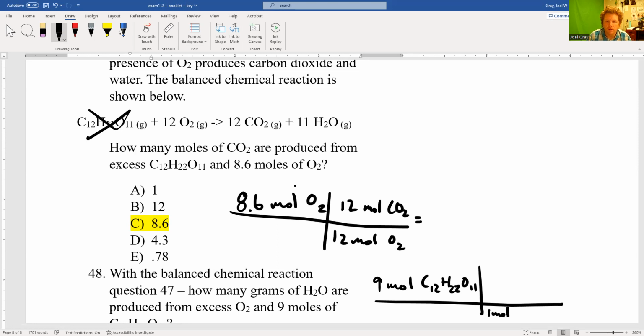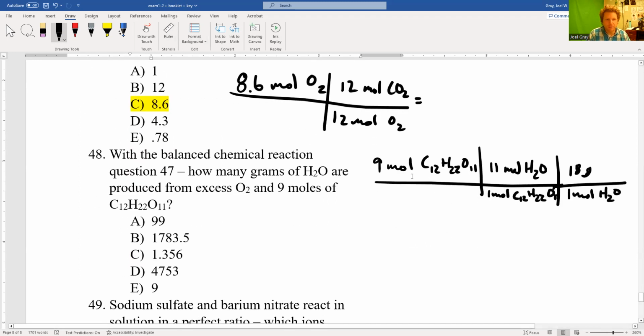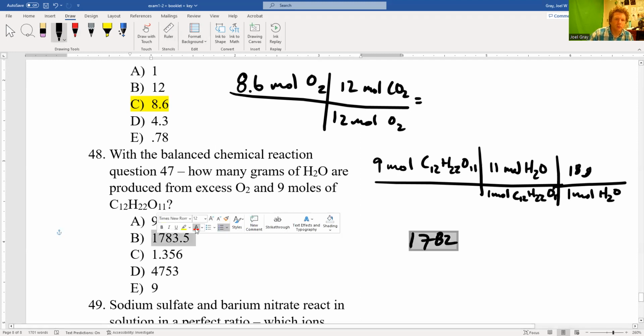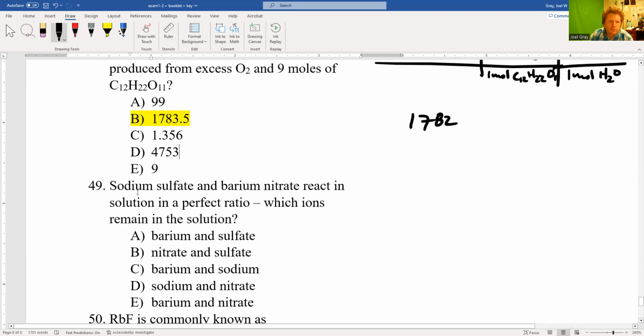So 1 mole of C12H22O11 yields 11 moles of H2O. 1 mole of H2O has a mass of 18 grams. So 9 times 11 times 18, I get 1782. There's some rounding there, so our best answer option is answer option B, 1783.5.